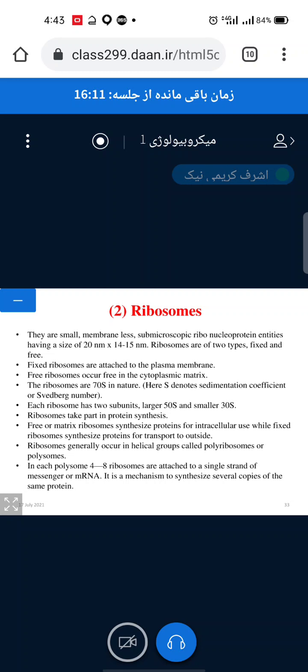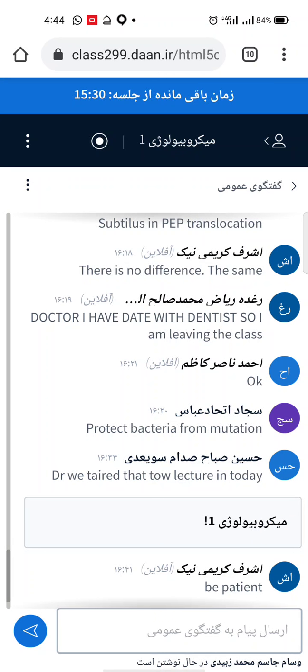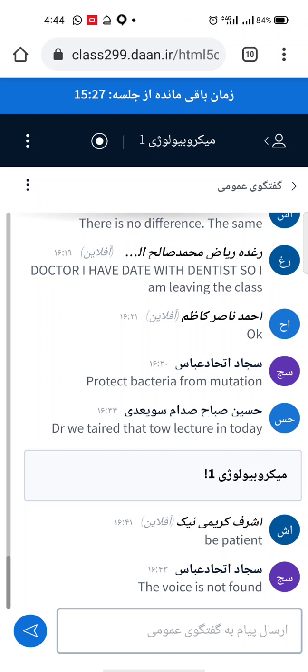Free or matrix ribosomes synthesize protein.